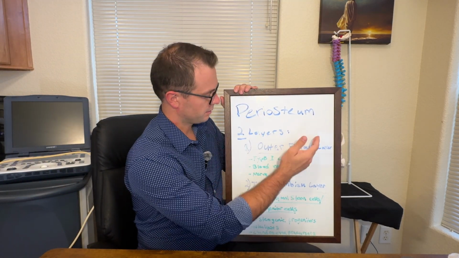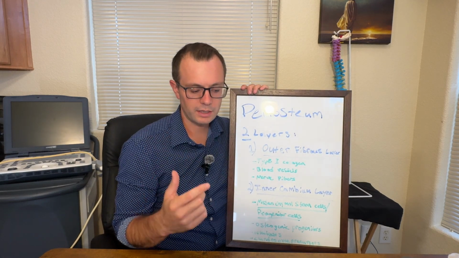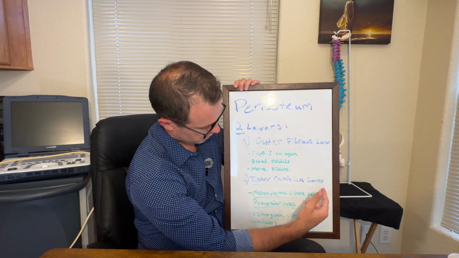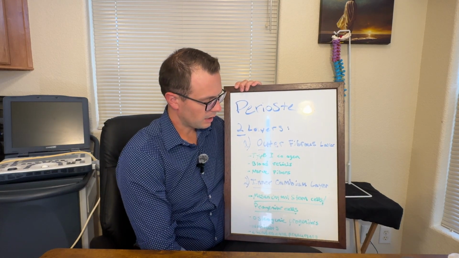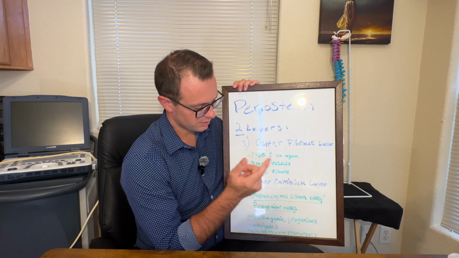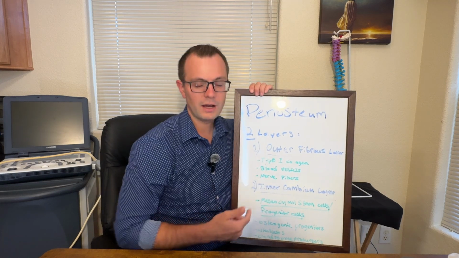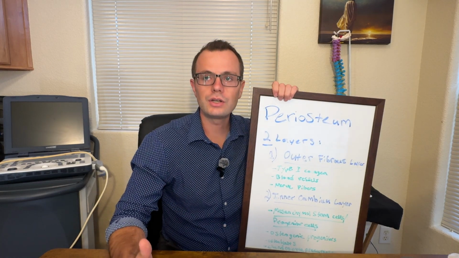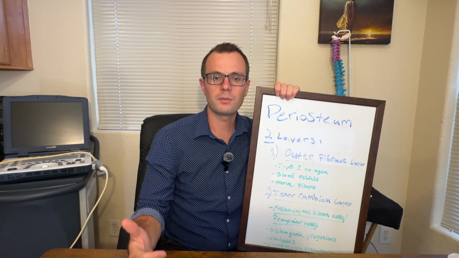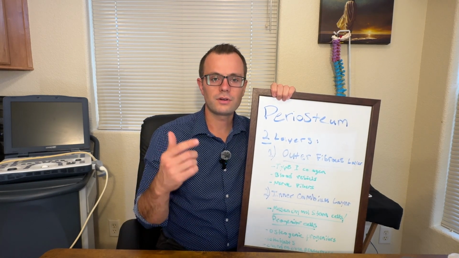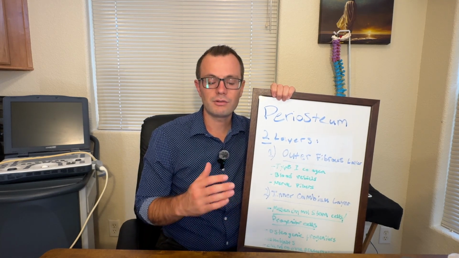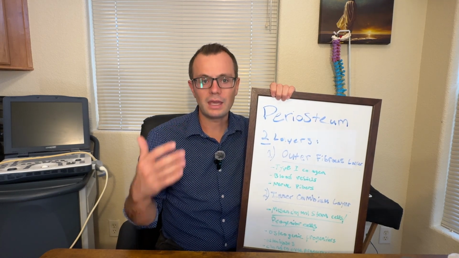Heading back to the periosteum. The periosteum has two layers: an outer fibrous layer and an inner cambium layer. Important things to note: the outer fibrous layer has type 1 collagen fibers, blood vessels, and nerve fibers. The nerve fibers in this area are very sensitive to pain, so if these nerves are constricted in any way, they can be generators of significant pain.